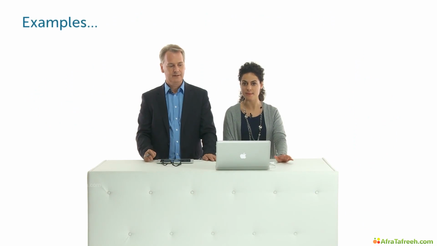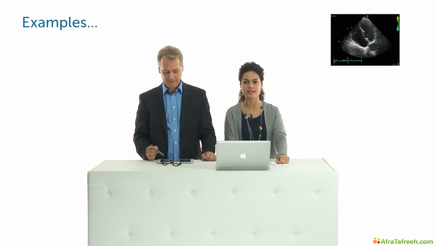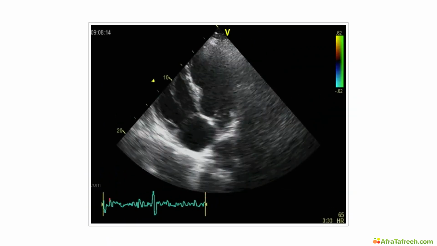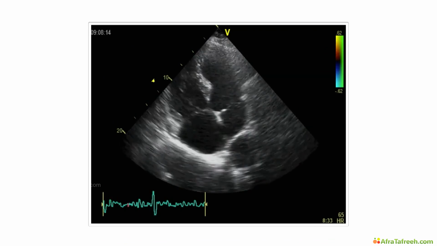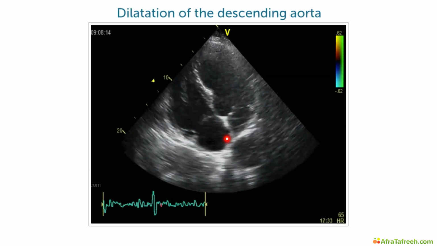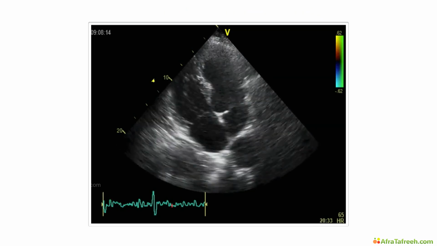And are you ready for some examples? Here, for instance, can you detect the structure which is abnormal? We said in the 4-chamber view we can detect the descending aorta, and here it is clearly dilated. It's actually even compressing the left atrium a little bit because there seems to be some degree of kinking.